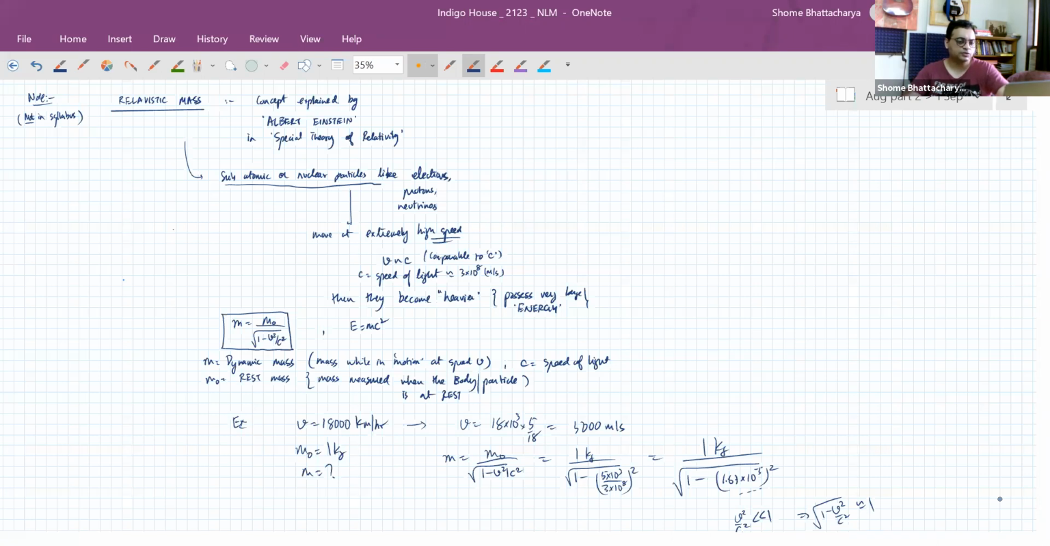However, if something was moving that fast, it would become extremely heavy. So that 1 kg block, if it was moving at, let's say, half the speed of light, you can see its mass would become very large. It would become m0 divided by square root of 1 minus 1 by 4. So it would be significantly larger than 1 kg.